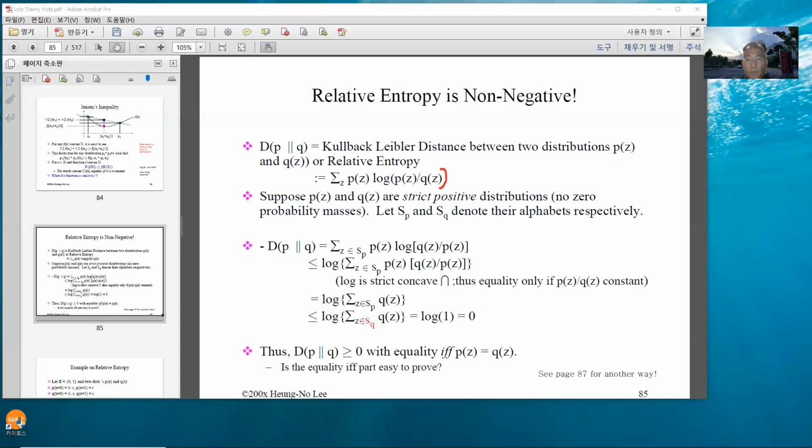And now suppose Q(Z) and P(Z) are strictly positive distributions, which means that at any point Z, there are no zero probability masses. Okay, all are positive. Let S_P and S_Q denote their alphabets respectively.